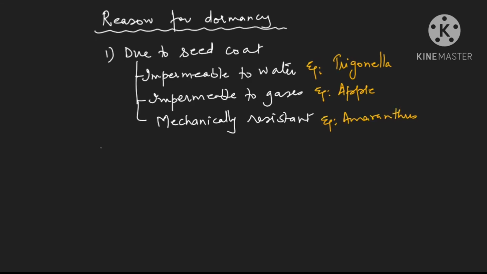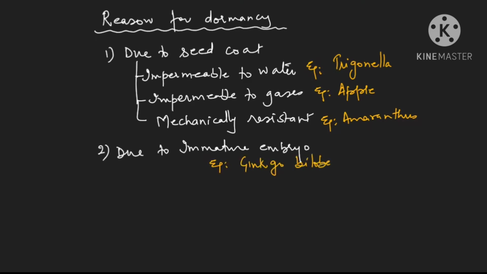Now it may be that the embryo is not mature. Another reason can be an immature embryo, so it takes time for maturation due to the presence of the immature embryo. Such a condition is seen in one example of the gymnosperms, that is Ginkgo biloba. This example is present in the gymnosperms, which is a connecting link between Cycas and Pinus.